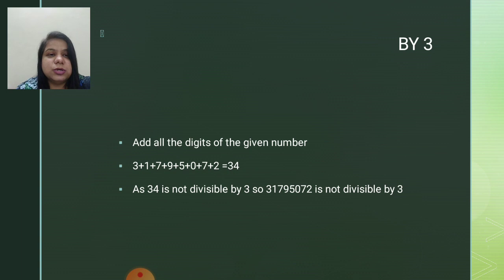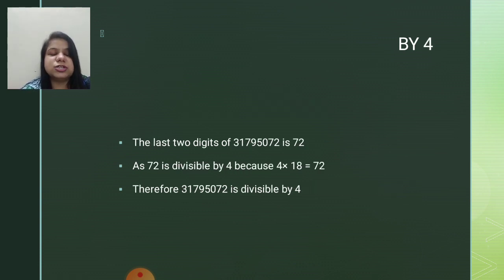As we know, 34 is not divisible by 3. You can check by performing actual division or you can check by the table of 3. You'll know that 34 is not divisible by 3 as it doesn't come in the table of 3. So the full number will not be divisible by 3 because the sum of digits of this number is not divisible by 3.